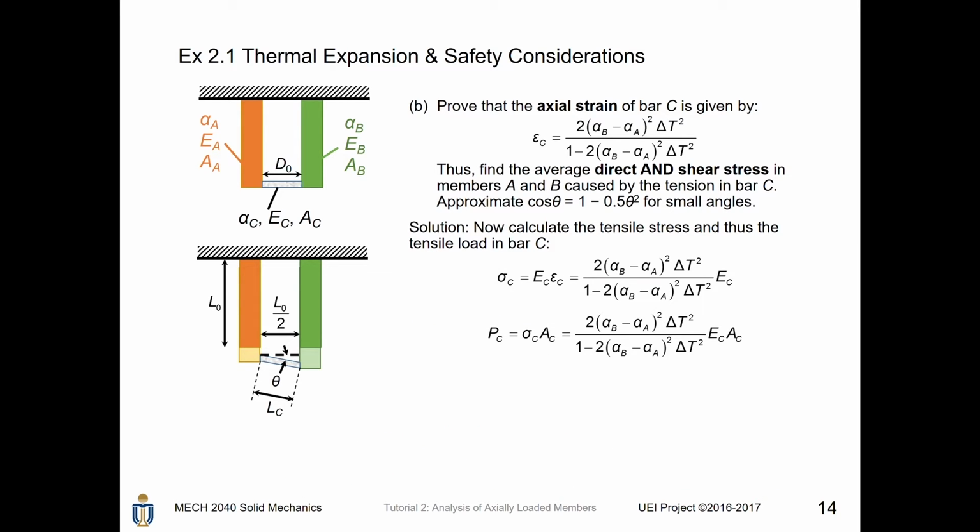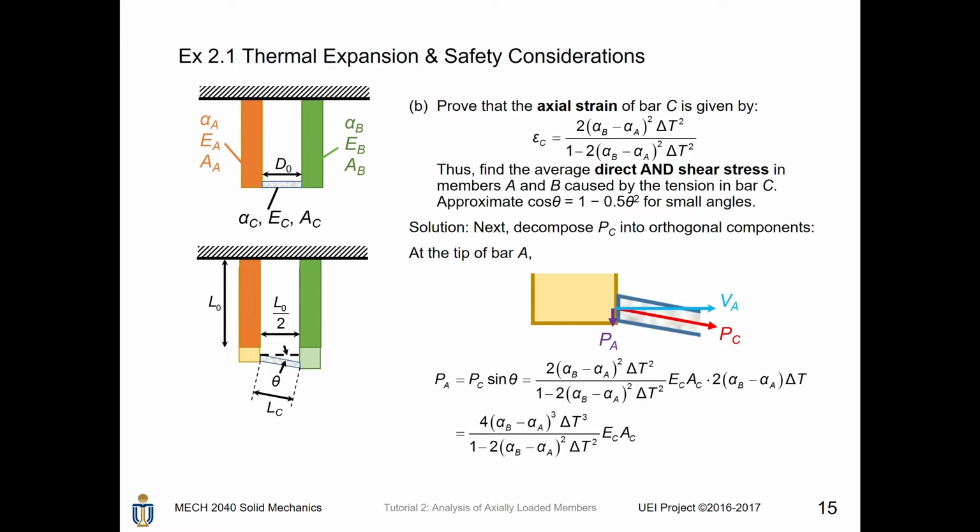Next, we try to calculate the tensile stress and the tensile load in bar C. Notice that we have already got the axial strain. Then we can find the tensile stress and tensile load by using the Young's modulus times the axial strain. So this entire piece is just the axial strain, epsilon c, and then we multiply it by EC, then it is done. Similarly, for PC, we just multiply the stress by the cross-sectional area AC, and you can find this.